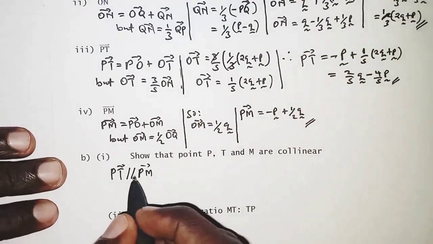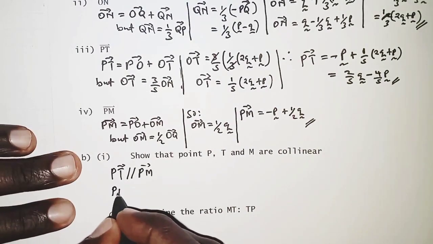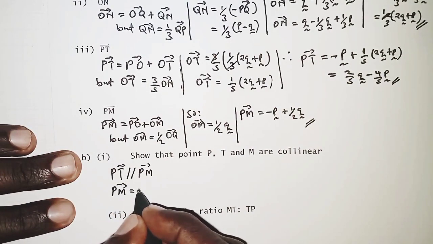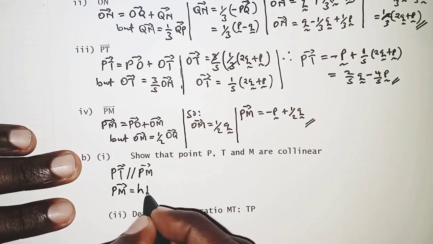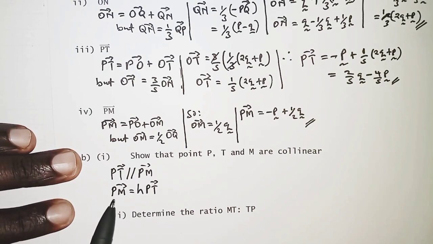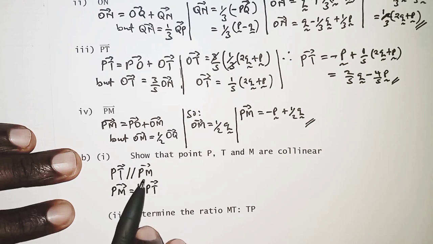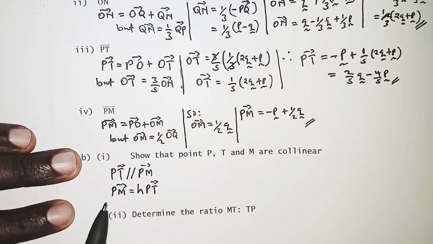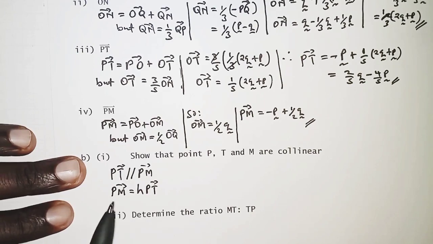So you can say PM is equal to H PT, where H is a scalar. So if we are able to show that PM is a scalar multiple of PT, then that proves that the two are parallel. Another thing we need to show is that there is a common point, which in this case is obvious. Point P is shared for both PM and PT. So let's show that PM is parallel to PT.